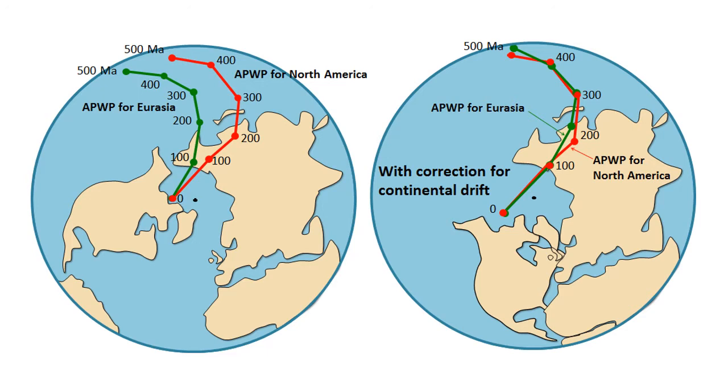We now know that the magnetic data define movements of continents and not of magnetic poles, so we call it an apparent polar wandering path, or APWP.